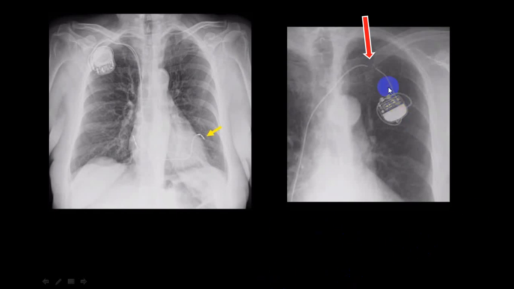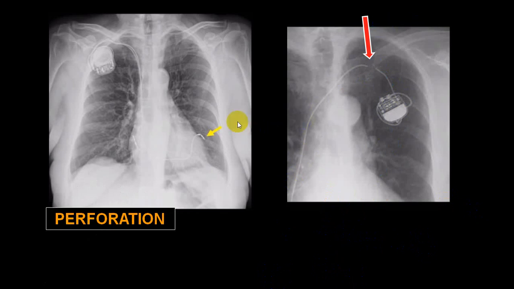You can see this is a wire which has broken here. Now even if this is there, the person is not going to get the advantage of this pacemaker. So this is a break in that particular wire. And if you see this particular wire of this pacemaker has perforated the ventricle and has come out. So this is a ventricular perforation. And sometimes this person can end up with a hemopericardium, or can also end up with a leak of blood out of the ventricle.